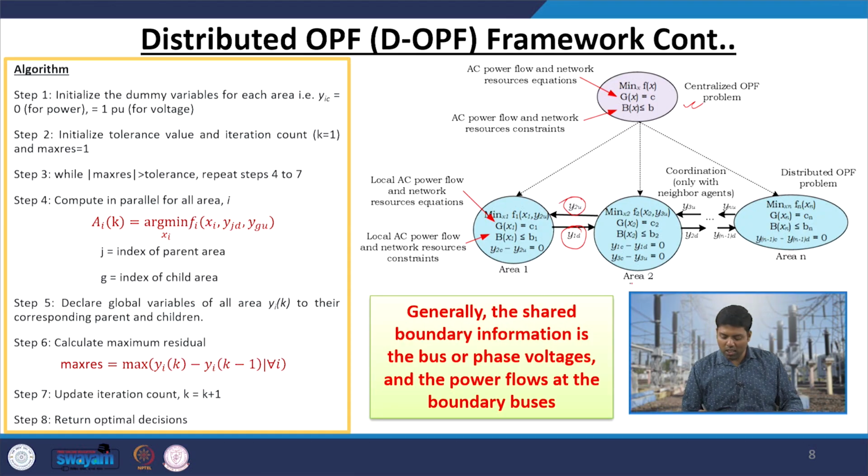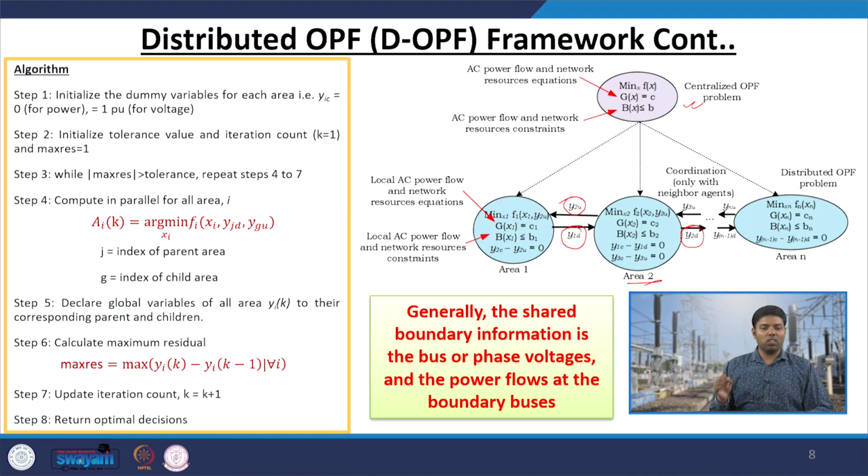If you see this area 2, it is sharing data to its downstream area and also sharing data to its upstream area. So, you have to send data to the upstream area as well as the downstream area. Generally, they are named as parent area and child area. Upstream is named as parent and downstream is named as child.